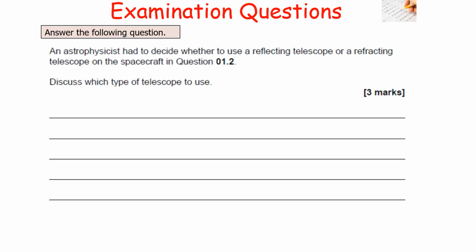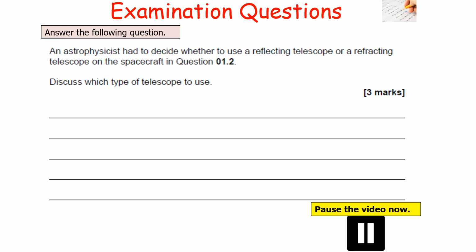The next question said, an astrophysicist has to decide whether to use a reflecting telescope or a refracting telescope on a spacecraft. Discuss which type of telescope to use. So this question is asking you to look at the advantages and disadvantages of reflecting and refracting telescopes and come up with a conclusion.